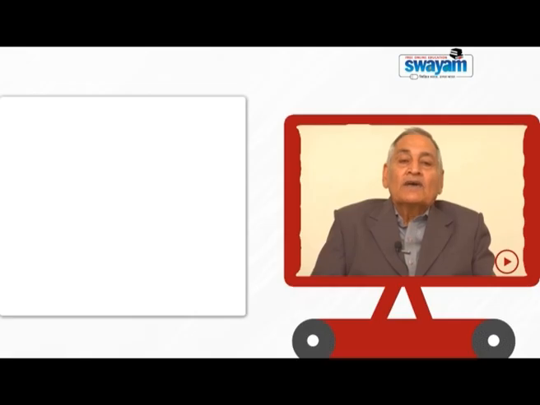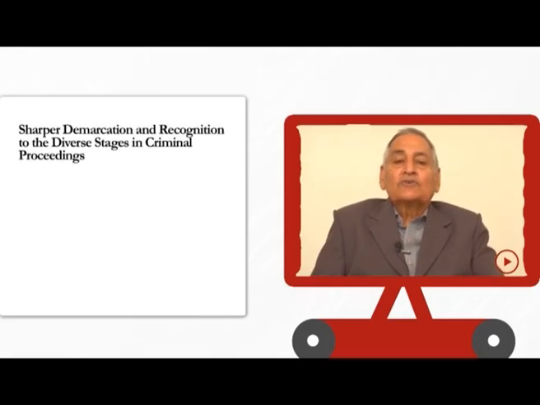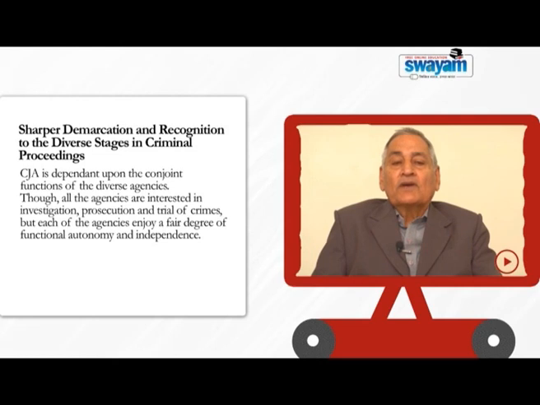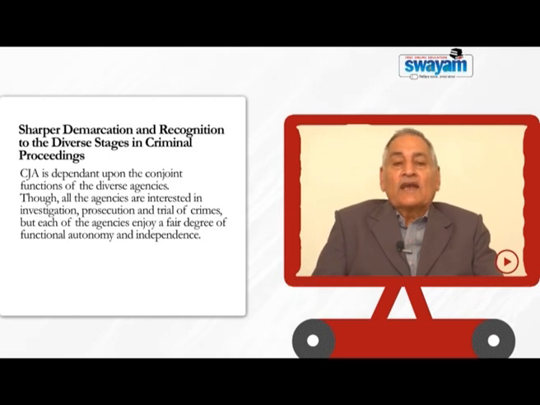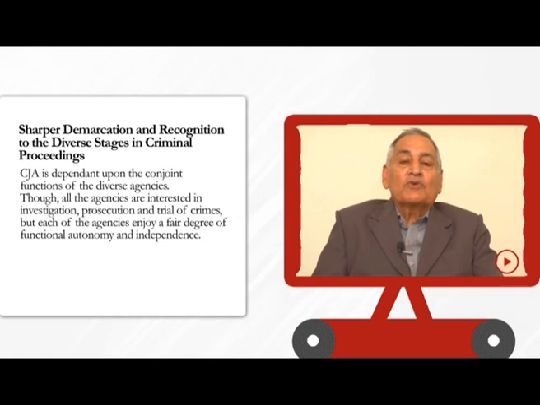Now, the sharper demarcation and recognition of the diverse stages of criminal proceedings can be discussed in terms of how criminal justice is dependent upon the conjoined functions of diverse agencies. Though all the agencies are interested in the investigation, prosecution, and trial of crimes, each agency enjoys a fair degree of functional autonomy and independence. Keeping in view this objective, the new code has for the first time recognized the principle of separation of investigatory and prosecutorial power.